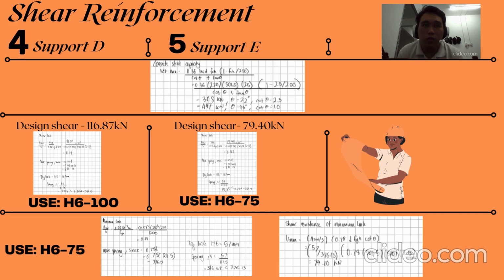And my spot D and spot E, my spot D using 116.87 kilonewton, which use H600, and my design shear for spot E is 79.40 kilonewton using H675. And the minimum shear link resistance, we use H675.